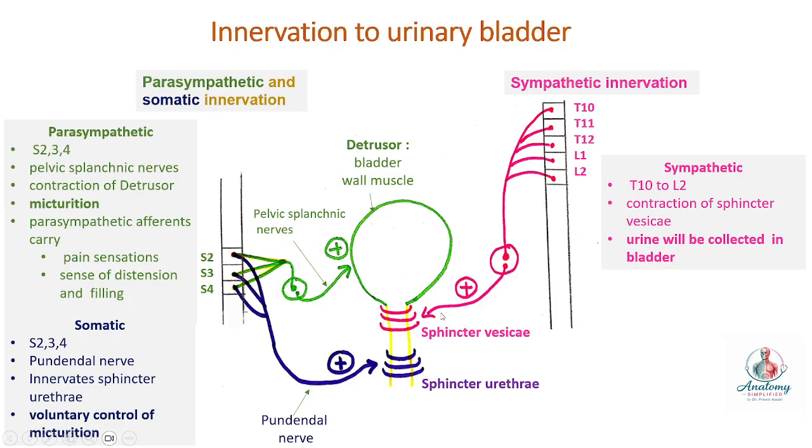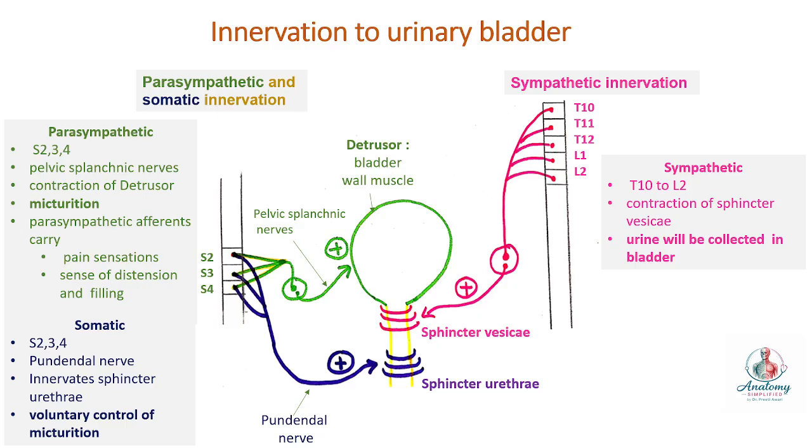What does it mean? These fibers will contract. So, what can happen? The internal urethral opening will be closed here. When this opening is closed, there will be relaxation of the detrusor muscle. There will be storage of urine. So, sympathetic will help in collection of the urine in the urinary bladder.